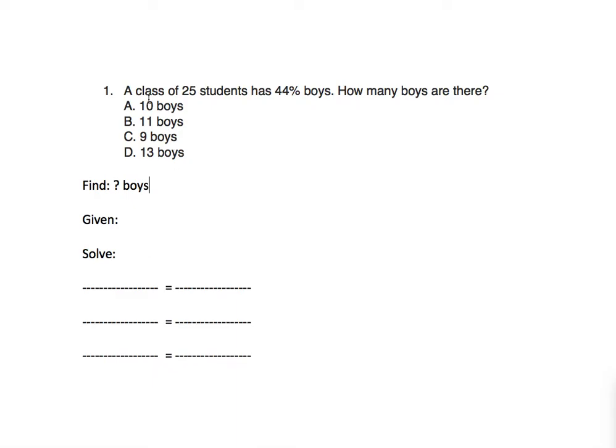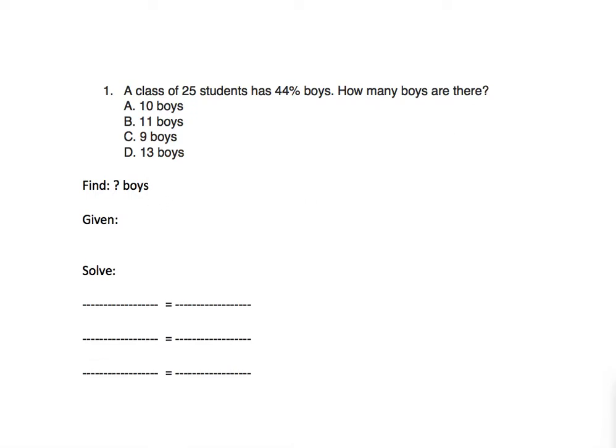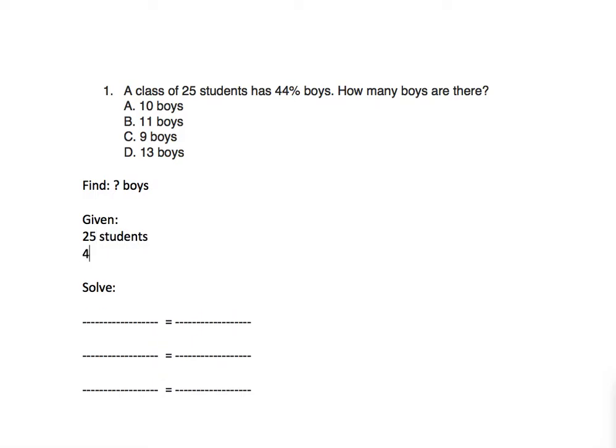And what we're given is where we want to write down every number that's in the problem. So the first thing we come across is 25 students, and then we've got 44% boys. And so what we do now in the solve is we figure out, is there a ratio here that will help us solve that? What we have are students and boys, and actually we want boys on top. Boys over students.